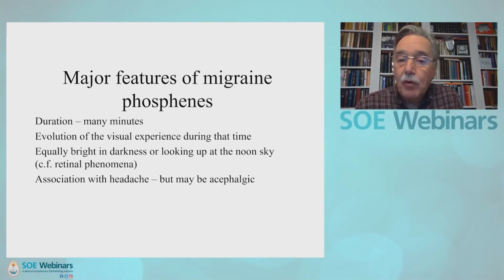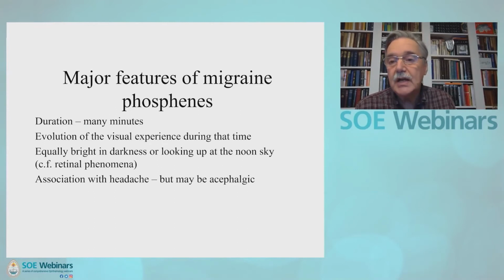And as I said before, these phosphenes are equally bright in the darkness or looking up at the noon sky because they are generated with a signal brightness. And that doesn't change, doesn't matter what's happening in terms of light falling on the eye. And that's a big distinction from things arising in the retina and the optic nerve.